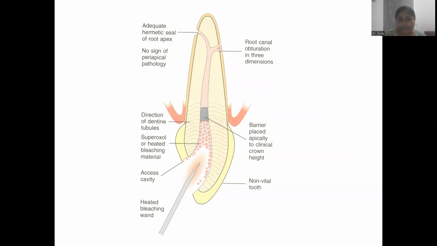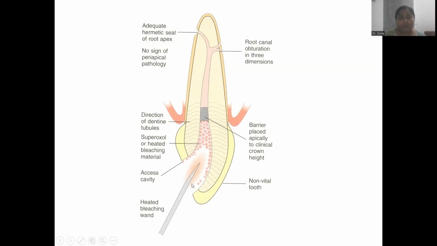In this, it is kept up to the CEJ level. Now the chamber, the access cavity, is open to you, and here you can apply the bleaching agent, namely sodium perborate, along with water, saline, or hydrogen peroxide. Mix it and place it into the access cavity, and then close it with temporary material.